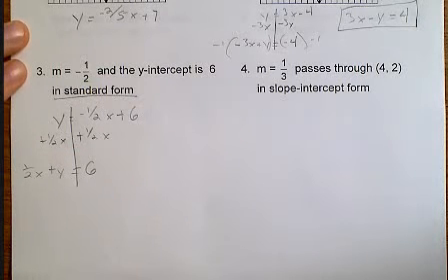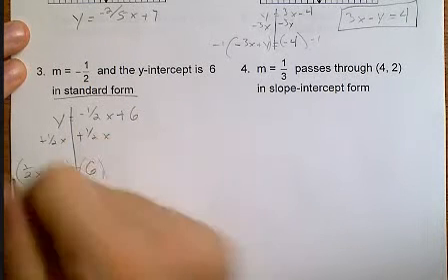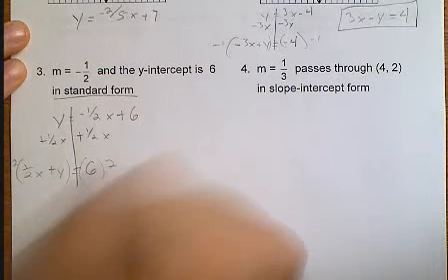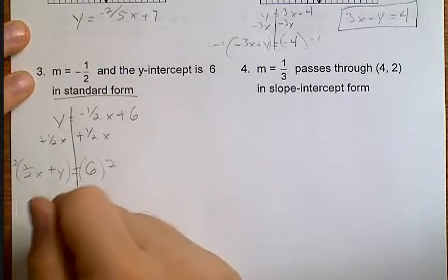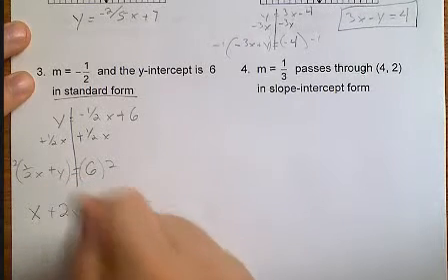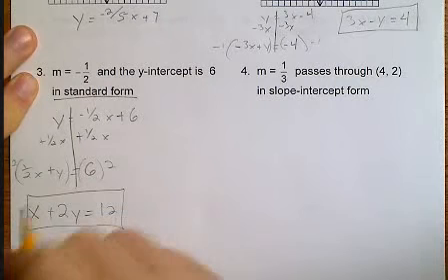Now I can't have any fractions. It has to be integers. So we multiply everything by 2. 1/2 times 2 is just 1x, plus 2 times y makes 2y, equals 6 times 2 is 12. And we're done.